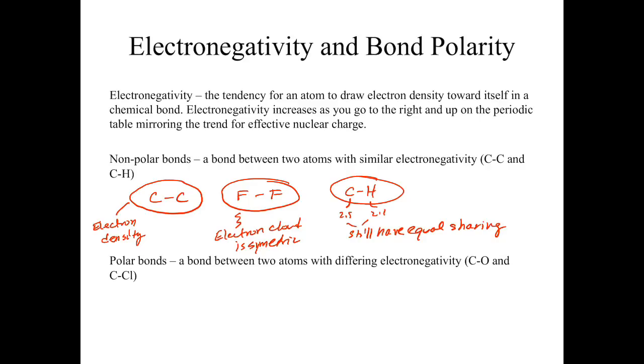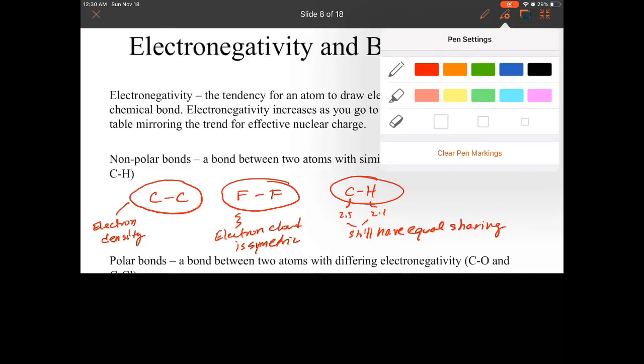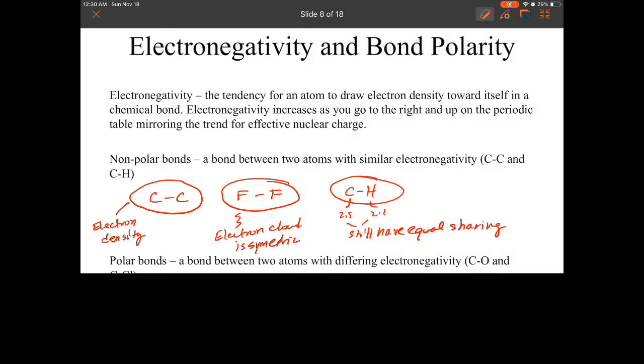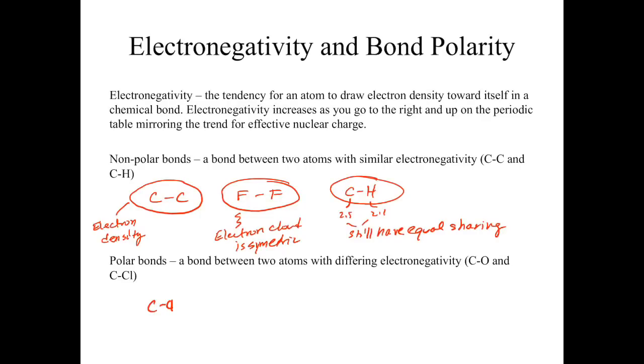Now let's look at the case where we have different electronegativity. So if we were to draw a C-Cl bond, chlorine is further to the right on the periodic table. So chlorine is going to tend to pull electrons toward it. If we were to draw the electron density, what tends to happen here is that carbon gets a little bit of the electron density, but chlorine tends to get a lot more. So we show that the electrons tend to get pulled over toward the chlorine.